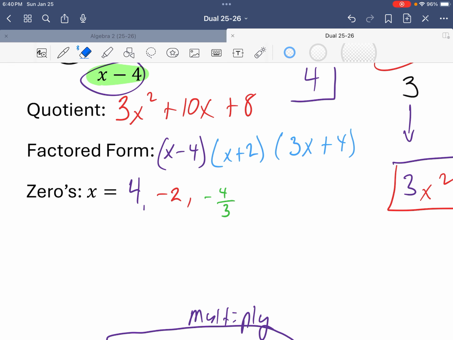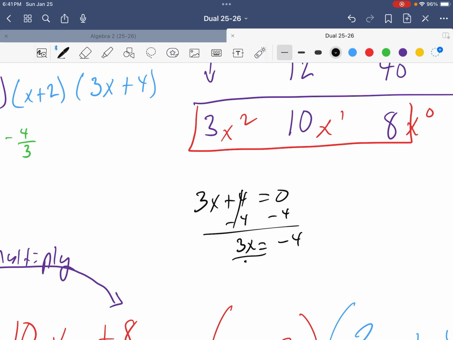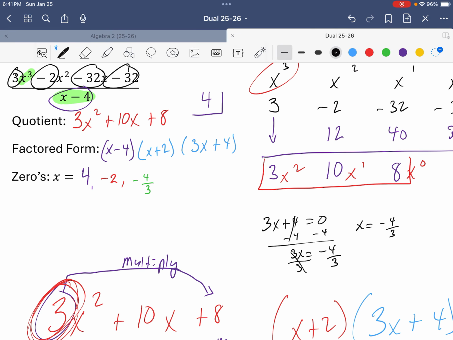In case you're wondering how I did that, just in case you're like, how did he do that? I don't want you confused, right? You do 3x plus 4 equals 0. Subtract the 4. 3x equals negative 4. And then I divide it by 3. Okay. And now x equals negative 4/3. That's how I got negative 4/3, okay?